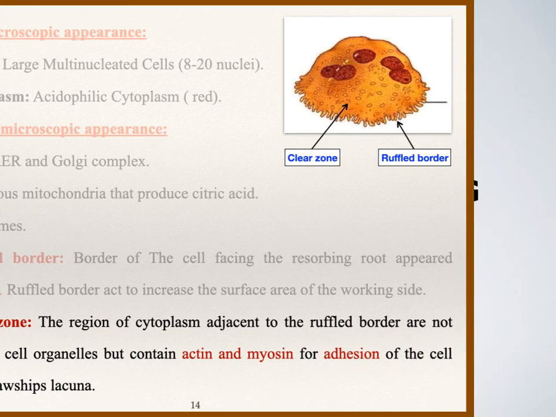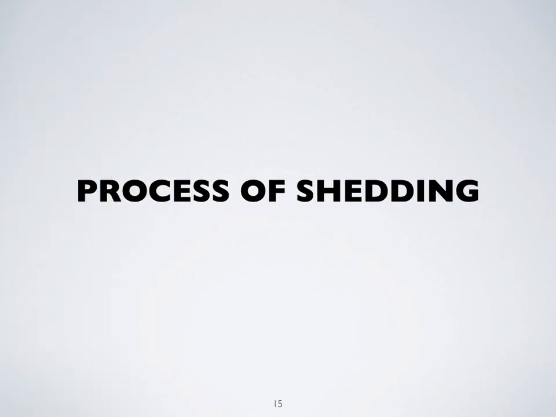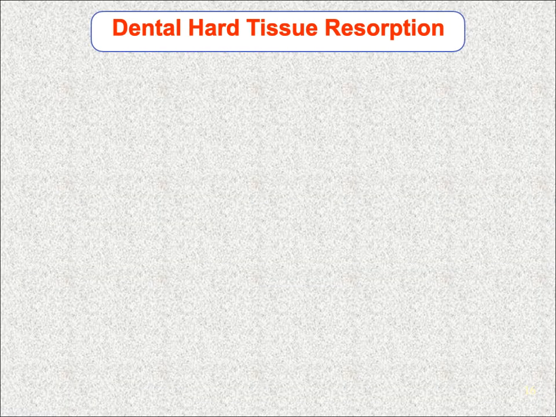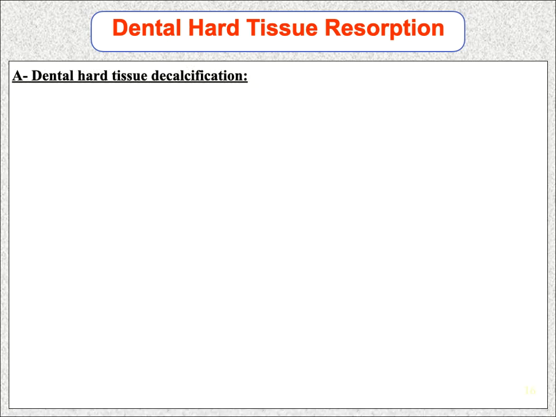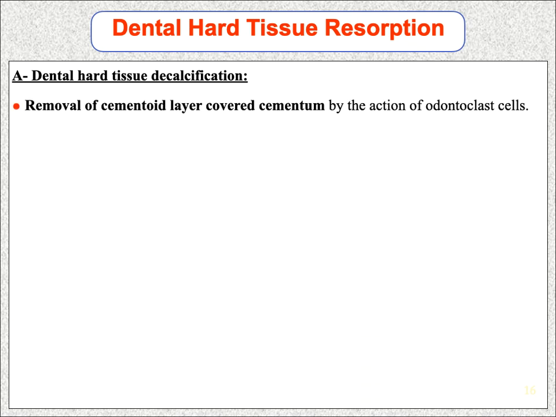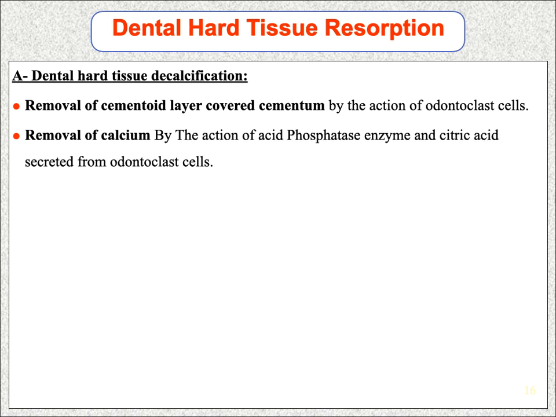Process of shedding. Number 1, dental hard tissue resorption. A, dental hard tissue decalcification. Firstly, removal of the cementoid tissue covering the cementum by the action of odontoclast cells. Then removal of calcium by the action of acid phosphatase enzyme and citric acid secreted from the odontoclast cells.